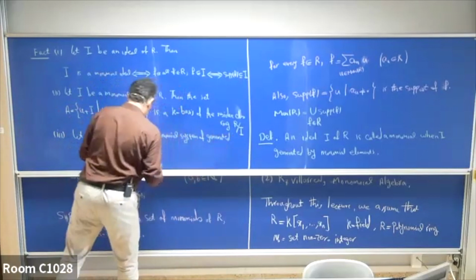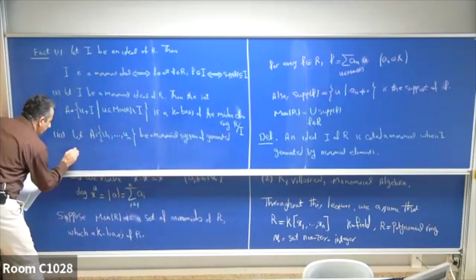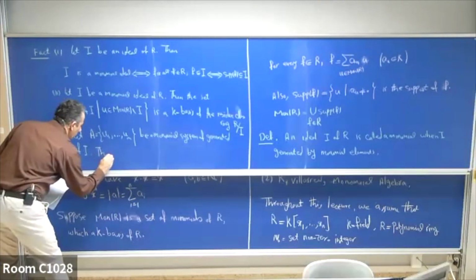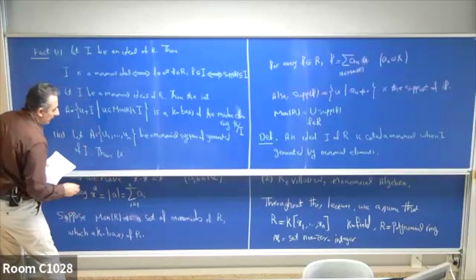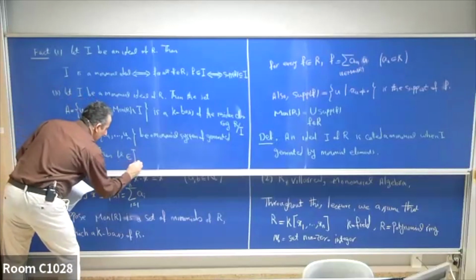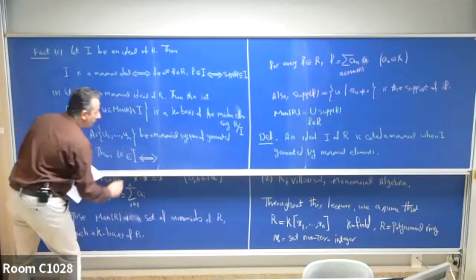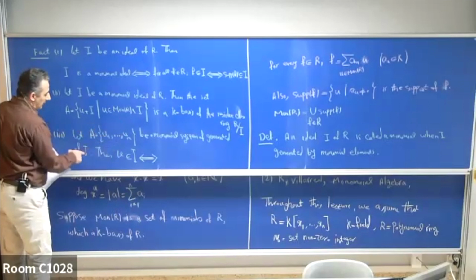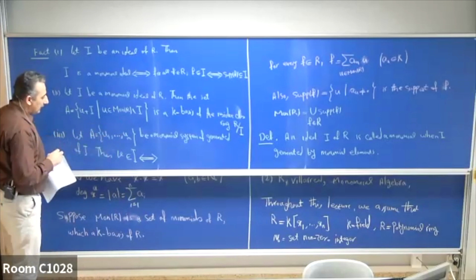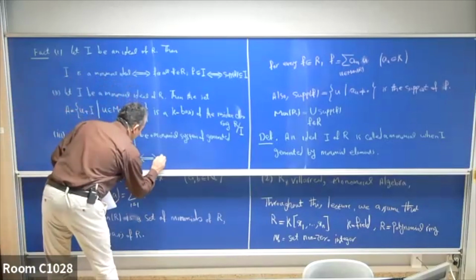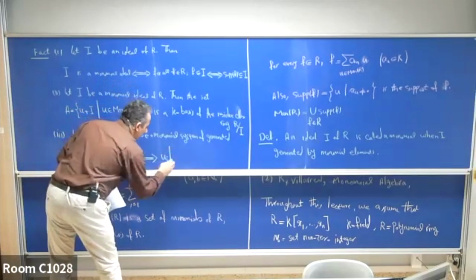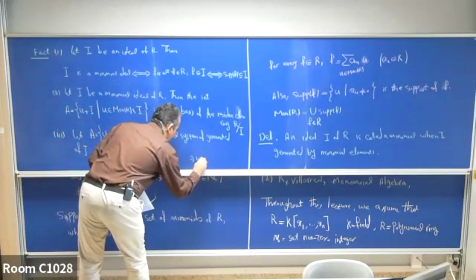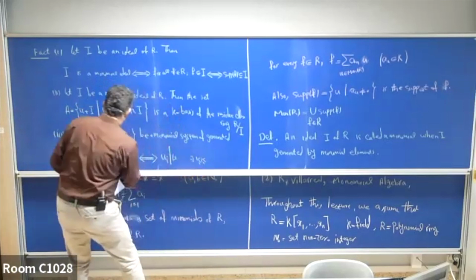If a system of monomials generates I, then a monomial V belongs to I if and only if I is generated by this system. This is a system of monomials generating I. V belongs to I if and only if some Vi divides V, for some i between 1 and M.